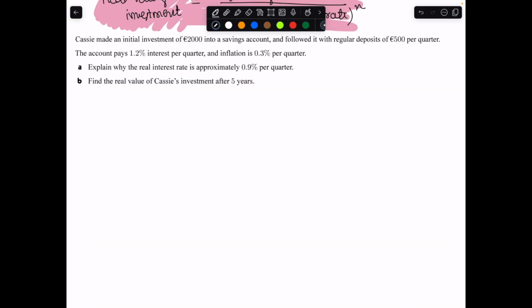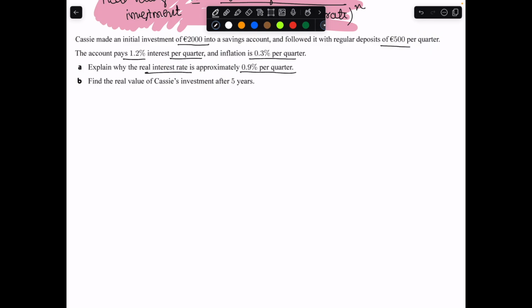Now let's look at the questions. Cassie made an initial investment of 2,000 euros into a savings account and followed it with regular deposits of 500 euros per quarter. The account pays 1.2% interest per quarter, and the inflation rate is 0.3% per quarter. Explain why the real interest rate is approximately 0.9% per quarter.